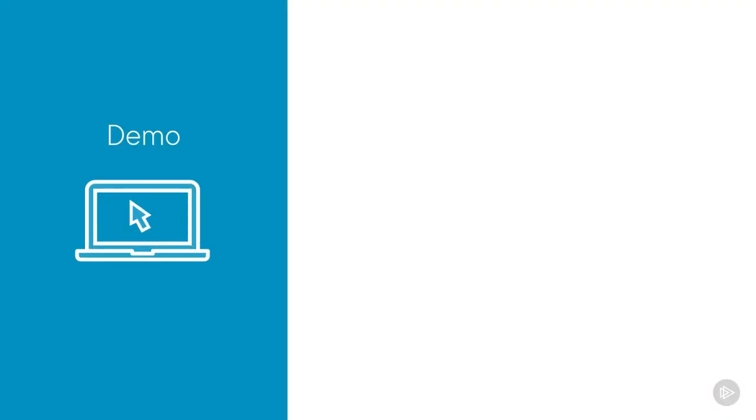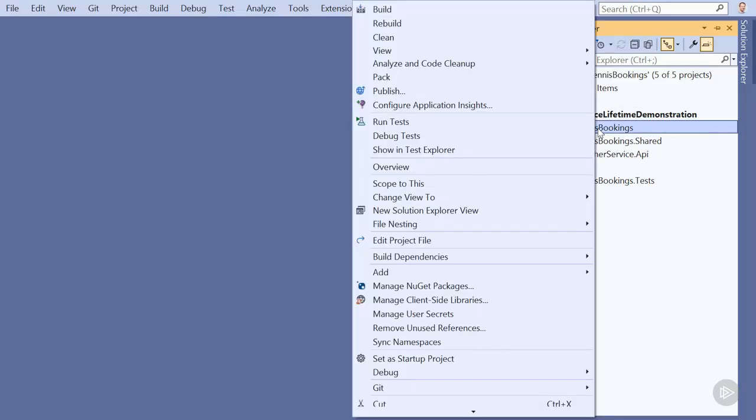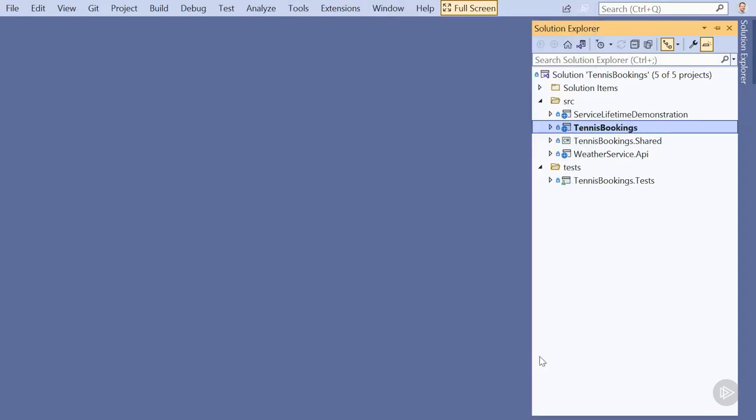To conclude this module, we'll finish the initial service registrations for the tennis booking sample application. We'll apply the techniques and knowledge that we've covered so far in order to achieve this. I'll first ensure that I set the tennis booking application back to being the startup project, and I can now press F5 to launch the application.